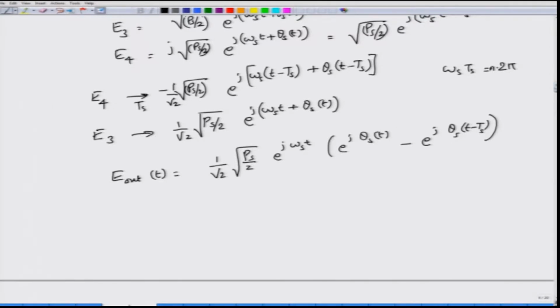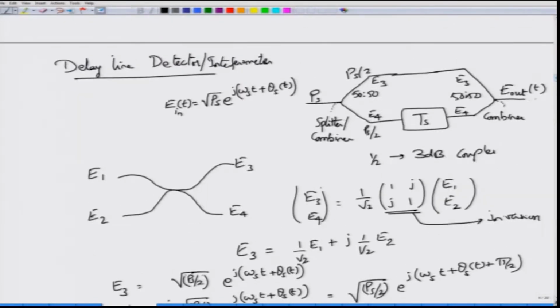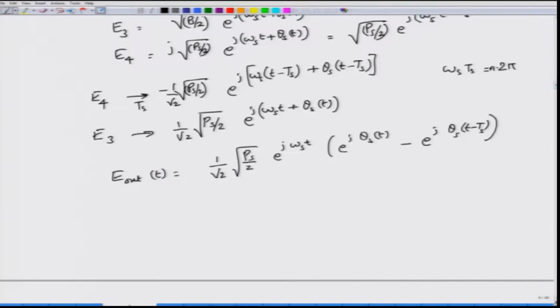Now what I do is, I take this output electric field and put a photo detector here, so that what I get is the magnitude square and an average of this. Leaving the average part for you to work out, what I get here is half into Ps by 2, which is basically Ps by 4, and then this e power j omega st magnitude square will go away.